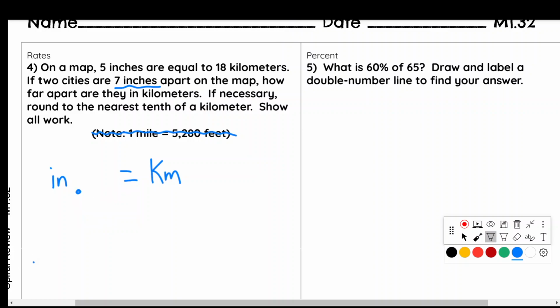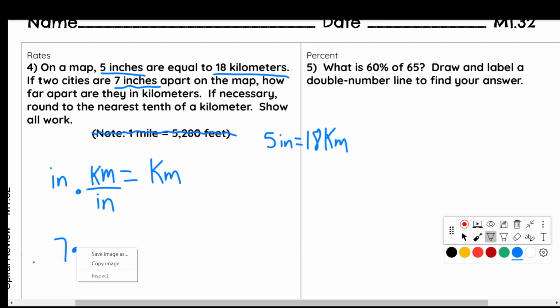They tell me in the problem that 5 inches are equal to 18 kilometers, so I have this conversion rate of 5 inches are equal to 18 kilometers. Since I want to end with kilometers, I will put that right there, and I have inches. So I have 7 inches, multiplied by my conversion rate, 18 kilometers over 5 inches.